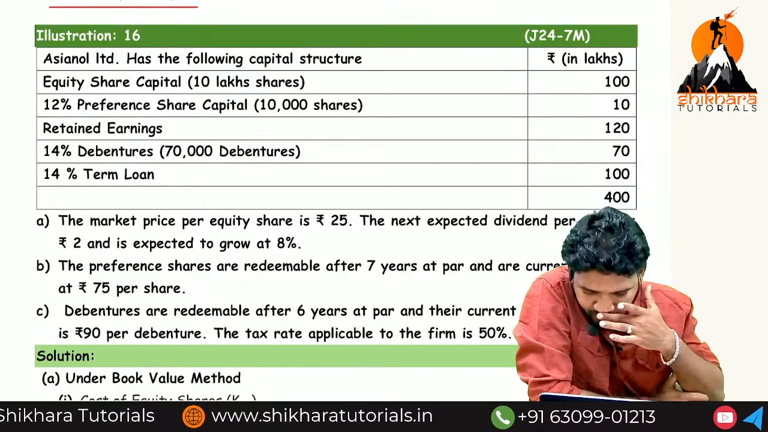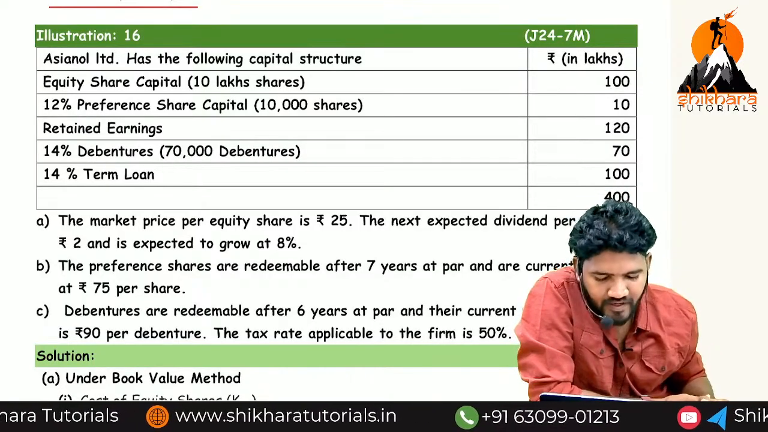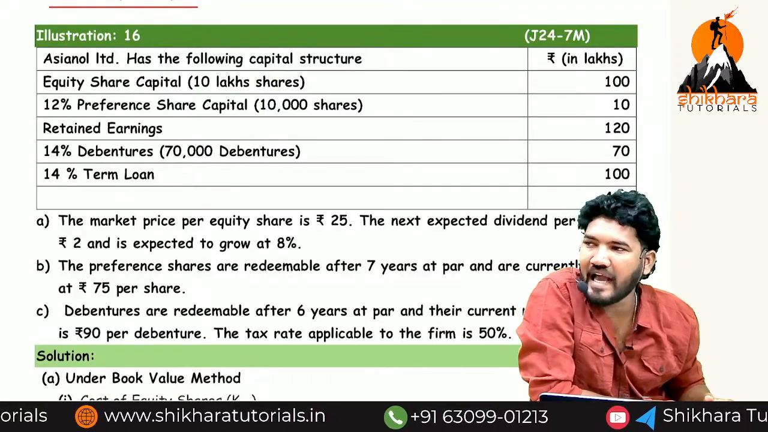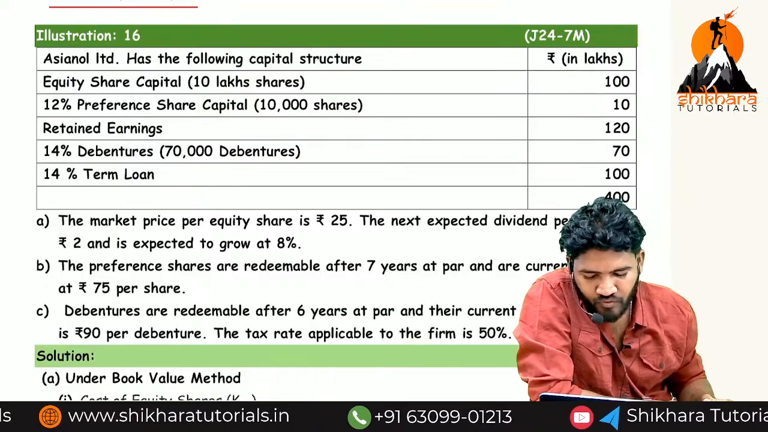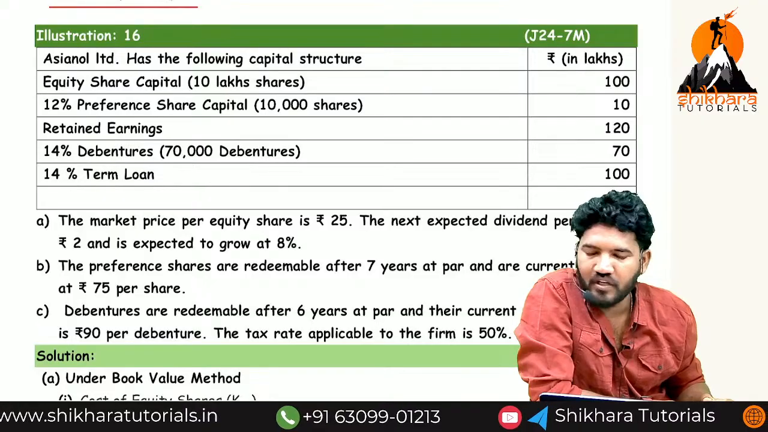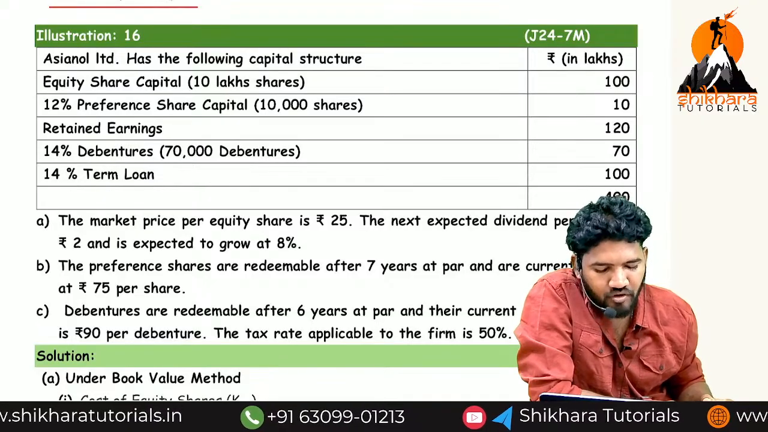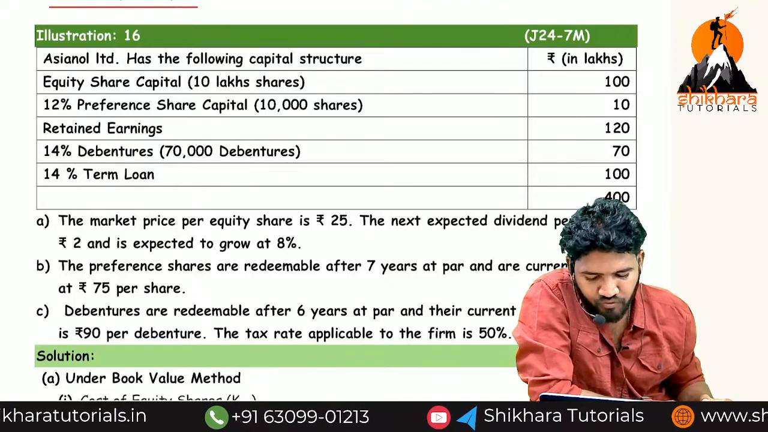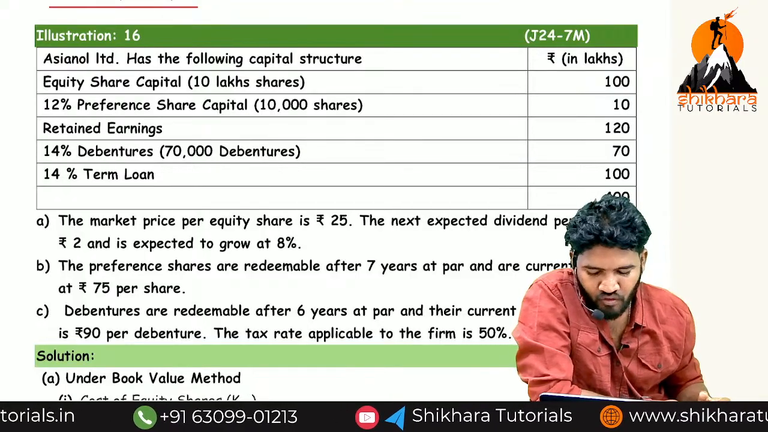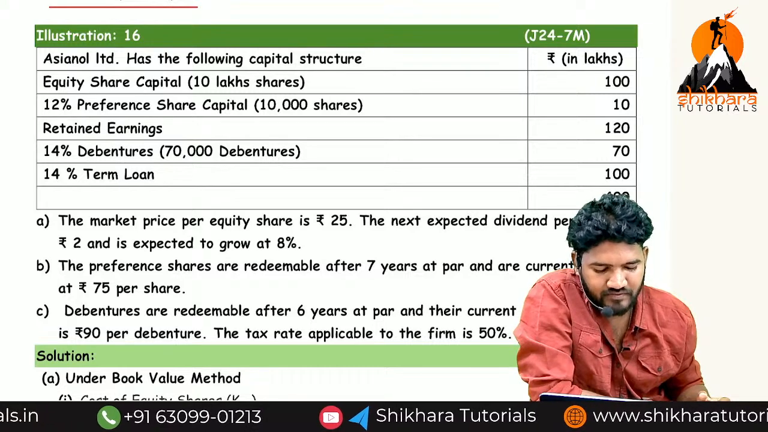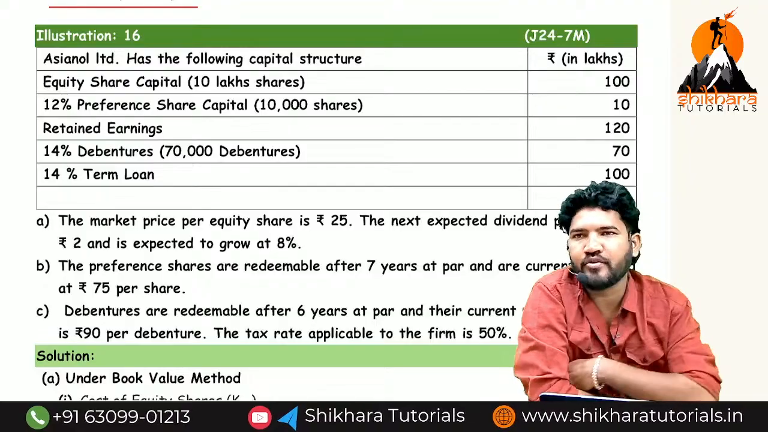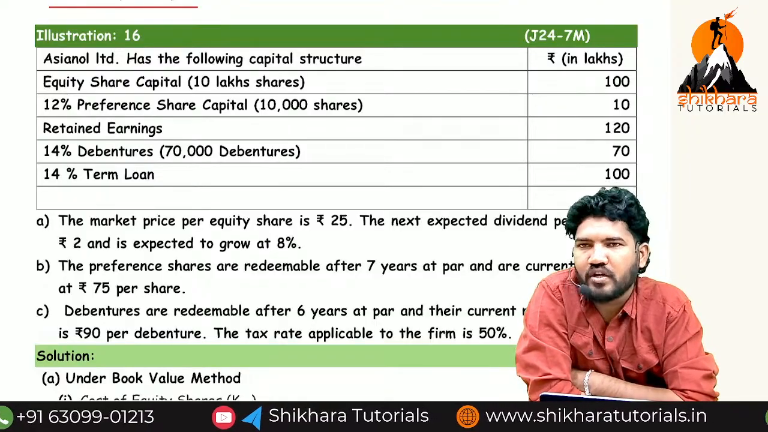Now see, equity share capital 10 lakh shares, amount of capital 100 lakhs. 12% preference share capital 10,000 shares, amount 10 lakhs. Retained earnings amount 120 lakhs. Next, 14% debentures 70,000 debentures, 70 lakhs. 14% term loan 100 lakhs. Total capital they procured is called book values. That is called what? Book values.